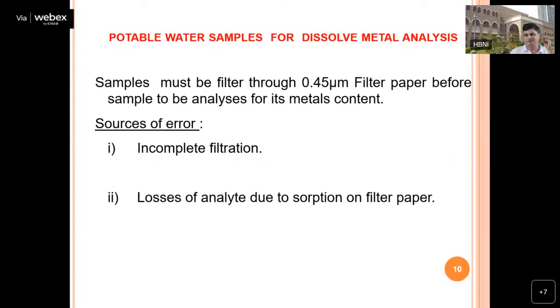And this is actually a very important part. This is especially true if you are looking for any kind of metalloids in potable water systems. See, as such, the definition of the word potable water is... I do not know how many people know.